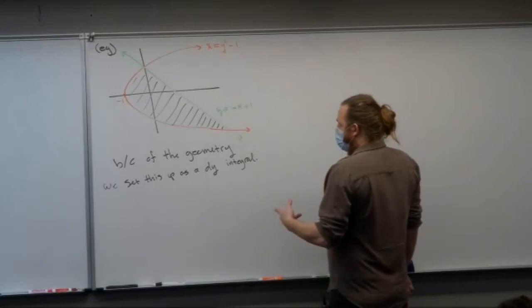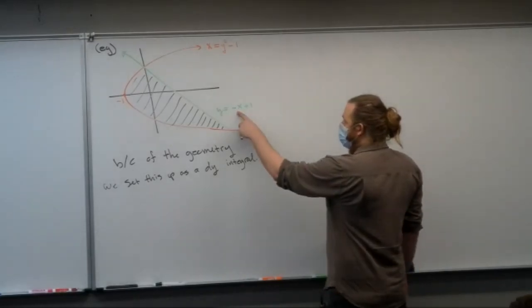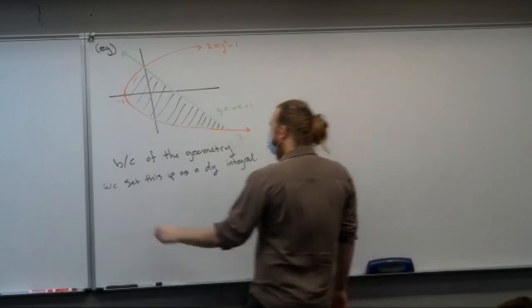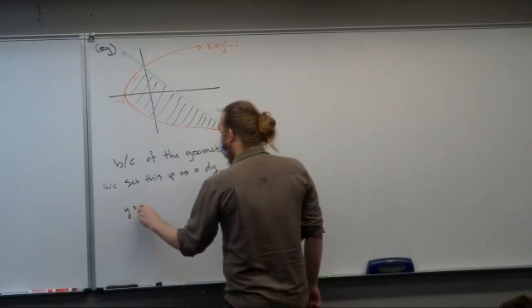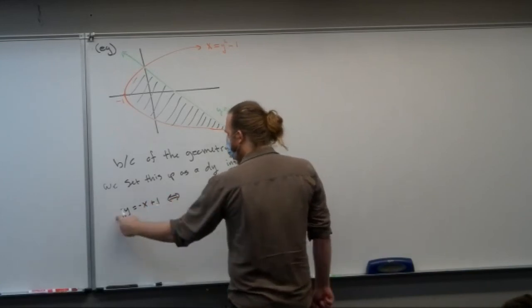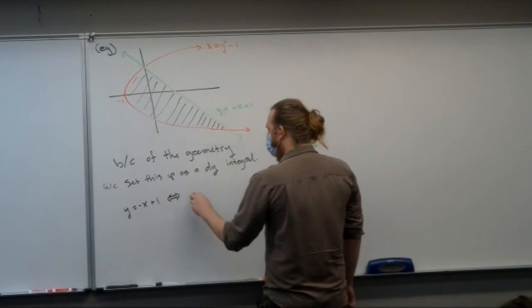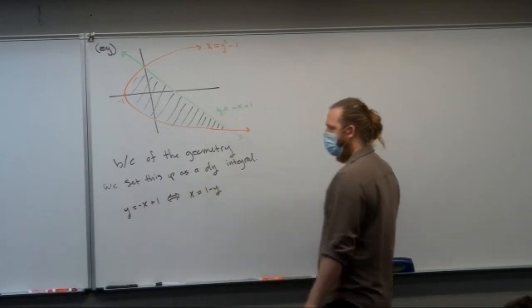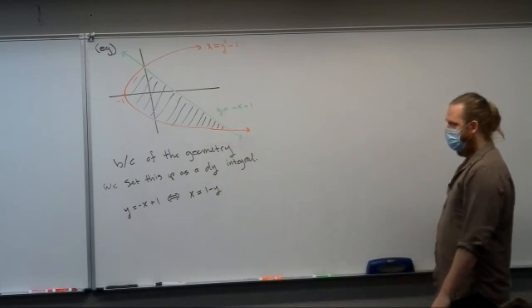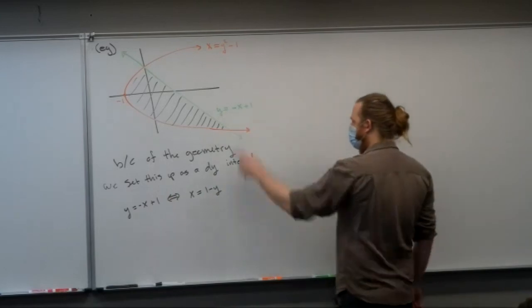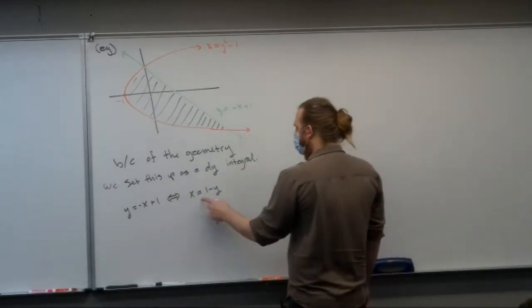Two things we need to do. I need to solve this for x, and I need to find my intersection points. So first, y equals -x plus 1. If I add the x over here and subtract the y over here, you see this is the same as x equals 1 minus y. So this green curve can be expressed as a function of y, like this.